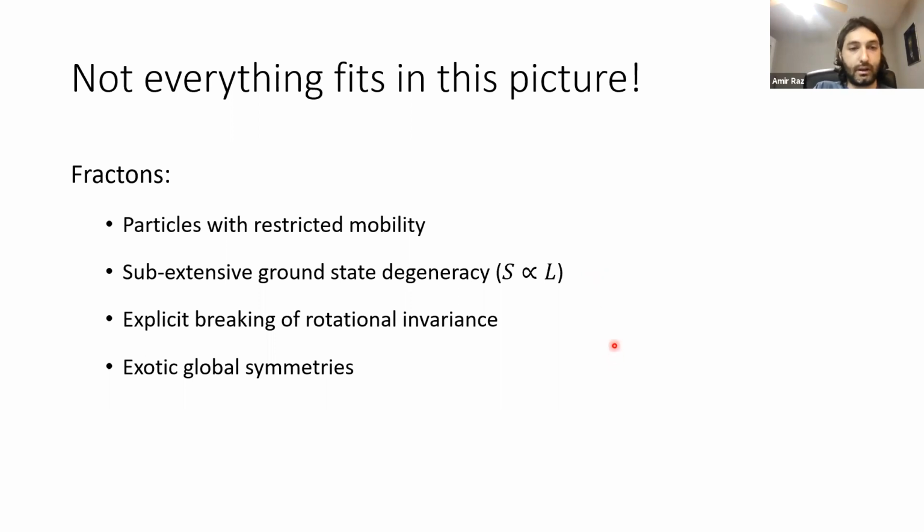It also has explicit breaking of rotational invariance, which is another interesting property. And it has these exotic global symmetries that act on planes or lines or some subsystem of the whole system. Like in the X-cube model, we have flipping all the spins in a given plane, and that's a global symmetry of the system. Because of all these properties, this doesn't really fit into our nice, neat Wilsonian paradigm.